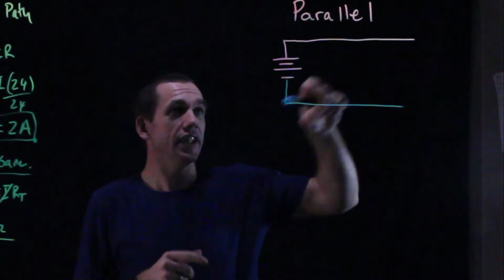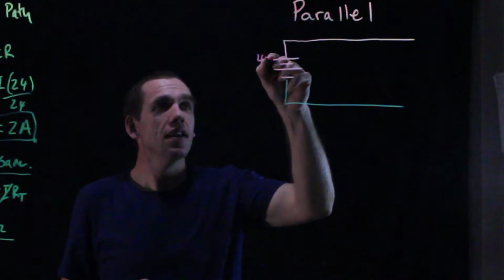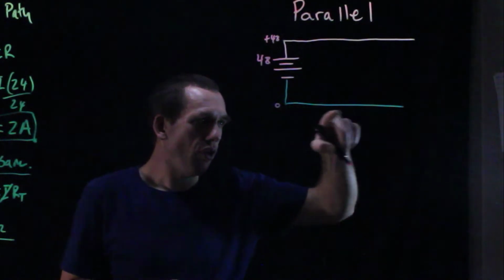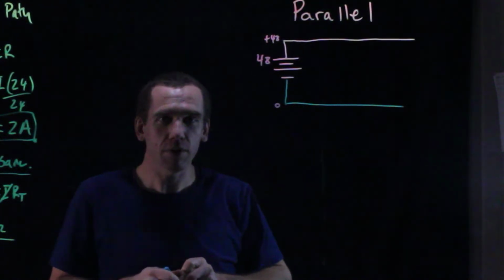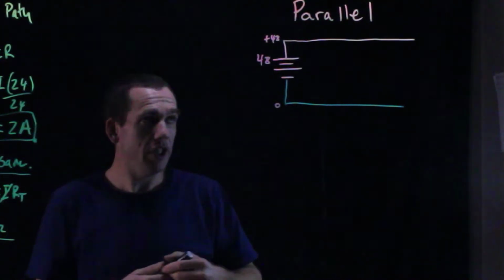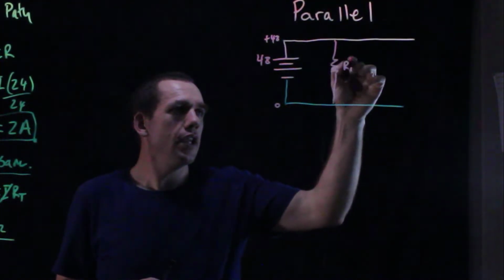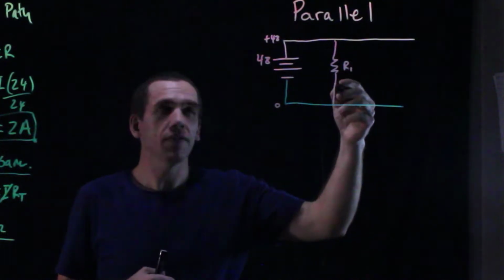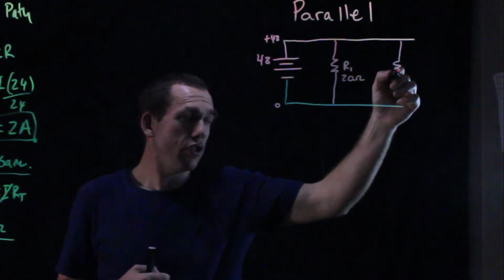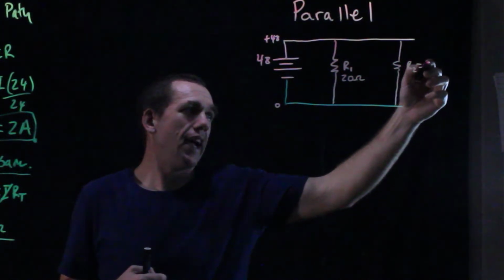Well, when we have a parallel circuit, let's again make this a 48 volt battery. The top of this is at plus 48 volts. The bottom is at 0 volts, and that's true along this whole wire. Wires are perfect conductors. They don't consume any energy. And so I'm going to go ahead and put in a couple resistors. I'm going to put in R1, and I'm going to let R1, just like before, have a 20 ohm resistance. And I'm going to put in R2, and actually I'm going to make it a 5 ohm resistance.